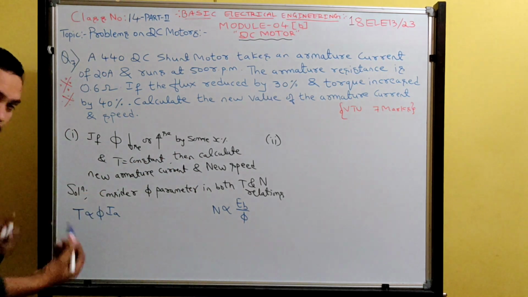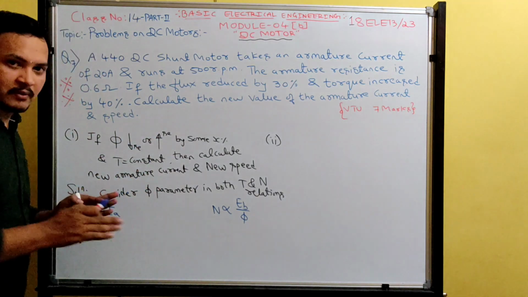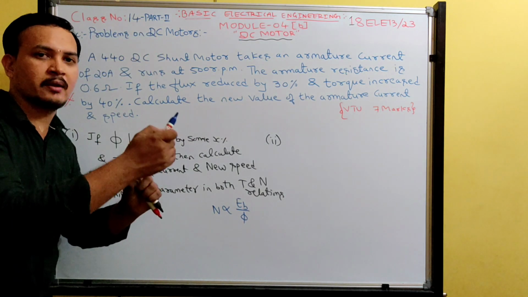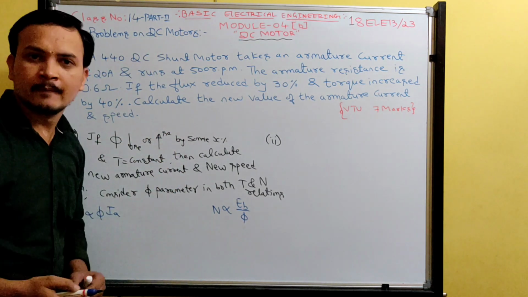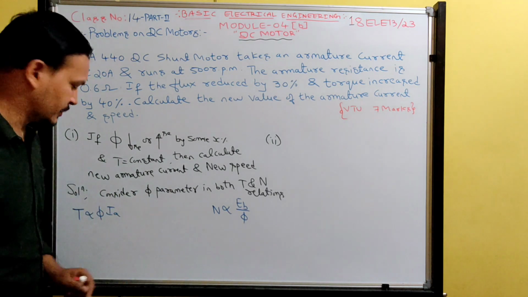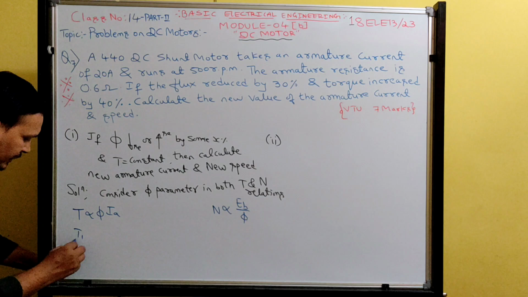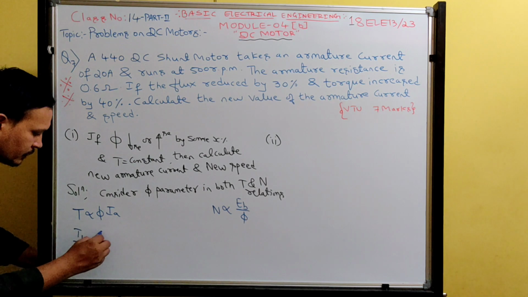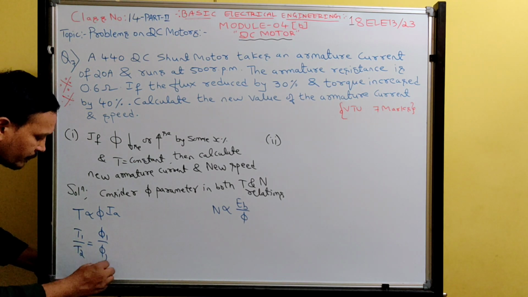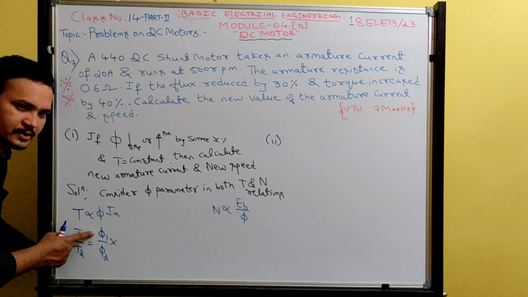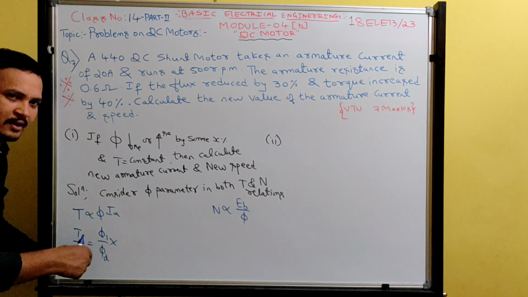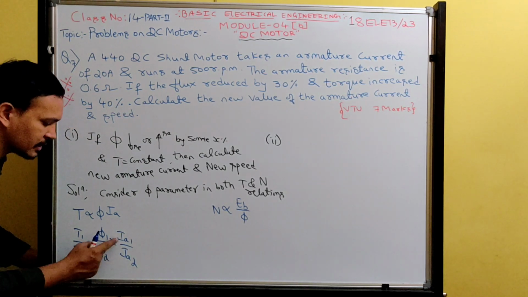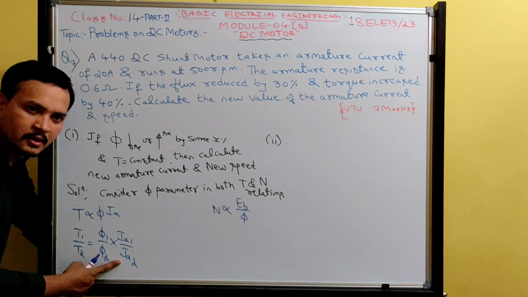Got it? So how to do that? All this type of problems will have two cases. In the first case, the machine runs at some flux and some speed. If I change the flux, what will be the new speed? Like that, there will be two cases. In the first case, the torque will be T1. In the second case, the new torque T2 is equal to, taking the flux also, phi 1 by phi 2, this is the flux in the first case, later the flux changes, maybe increases or decreases, and Ia1 by Ia2, the armature current in the first case divided by the armature current in the second case.